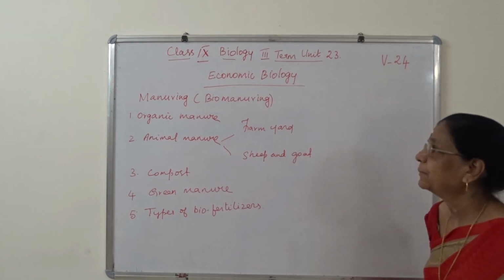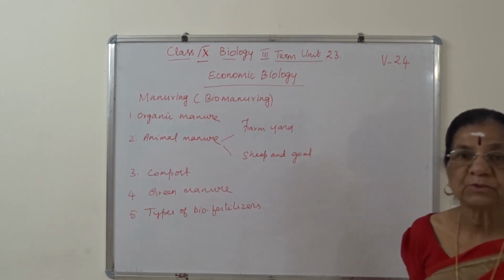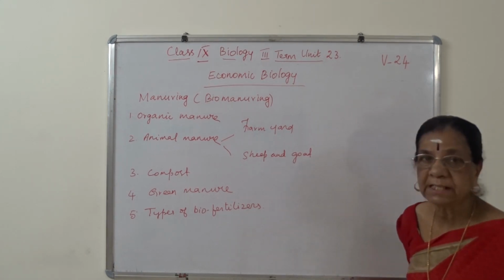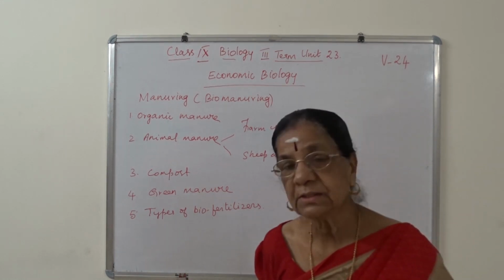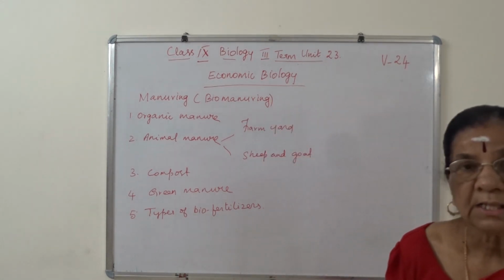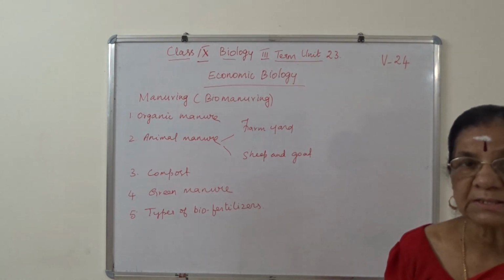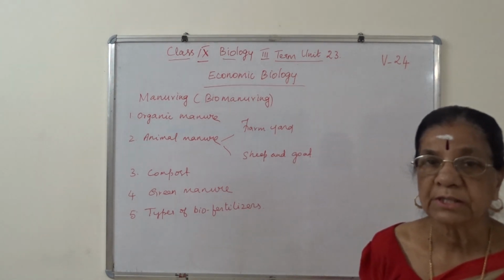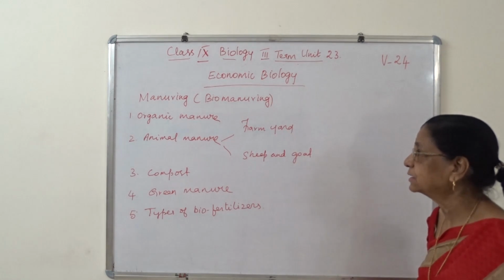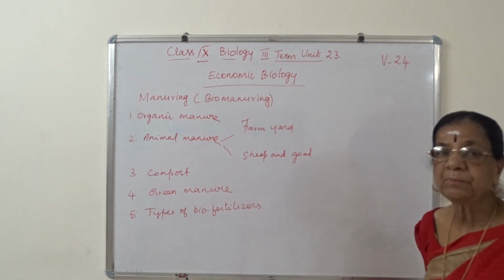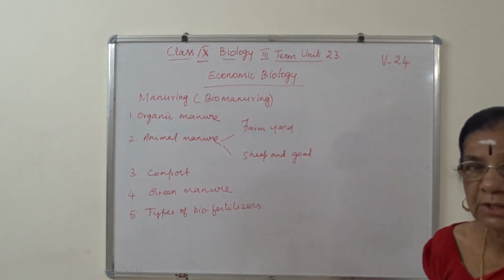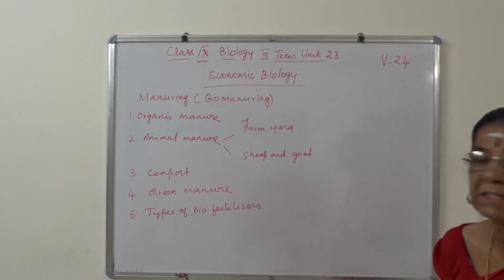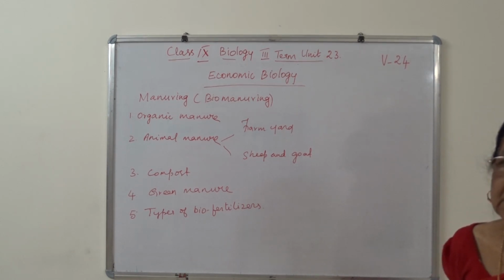manuring, that is bio-manuring. This bio-manuring leads to organic manure. Organic manure is manure rich in soil nutrients, enriching the soil nutrients. This organic manure is mainly animal manure, such as farmyard manure and sheep and goat manure. And then we call it compost, which is quite common in our houses.